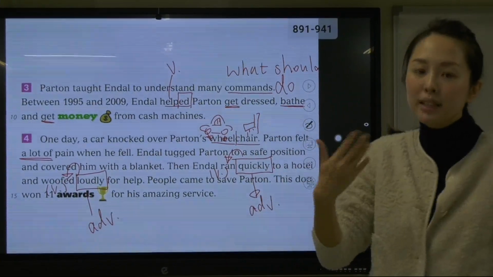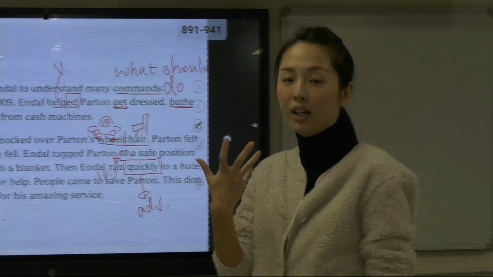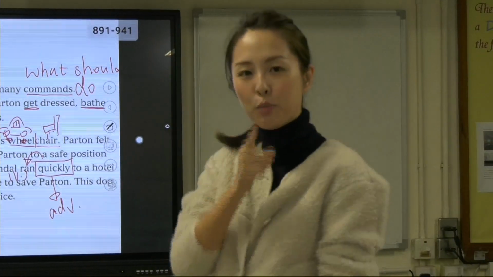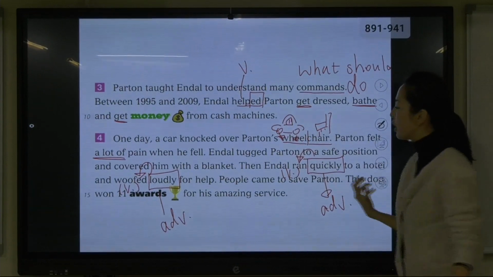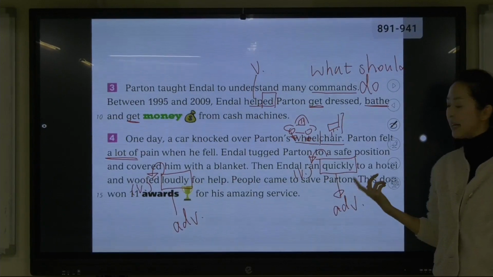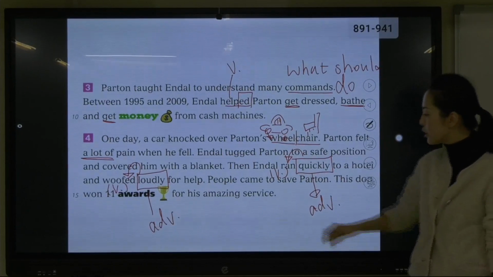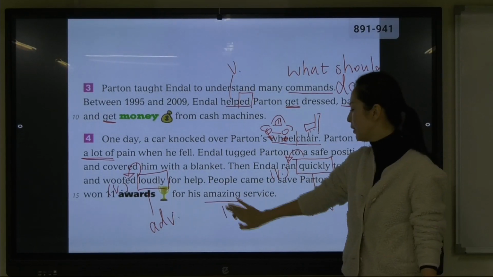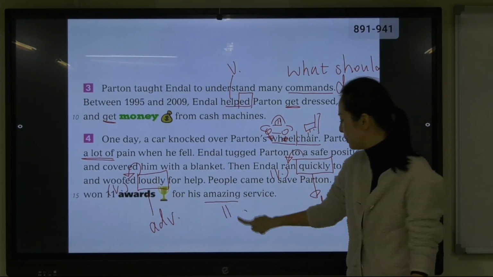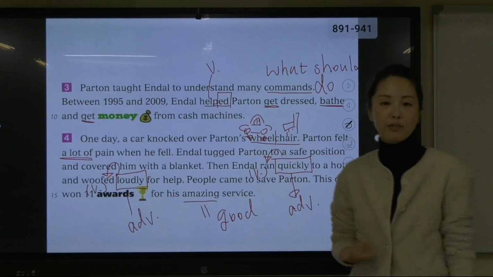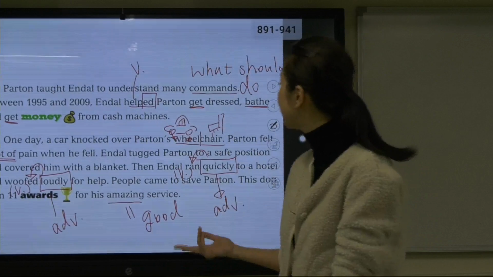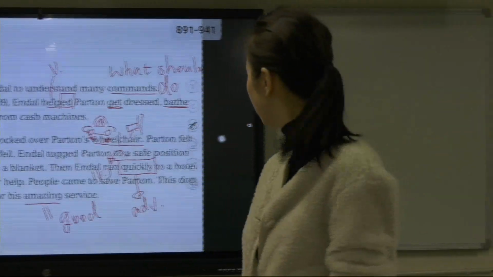I have repeated this sentence again and again. Okay, I hope you remember. People came to save Parton. This dog won 11 awards for his amazing service. So what is amazing? We use an easy word. It means good. And also you can say wonderful, incredible, fantastic. All these words mean amazing.